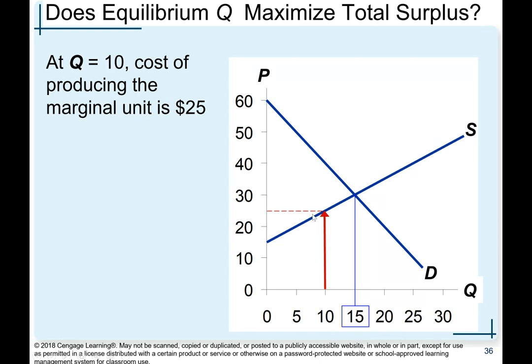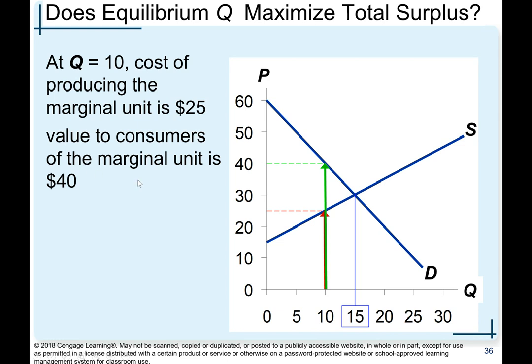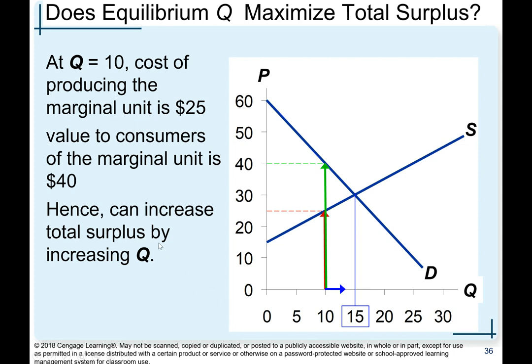Okay, cost as read from the supply curve is... no, not $10. At 10 units of output, the cost is 25. The value to the consumer is 40. So the benefit to the consumer is higher than the cost. The consumer still values this thing more. So if you're producing 10, that is underproducing. Hence, we can increase total surplus by producing more of this item.